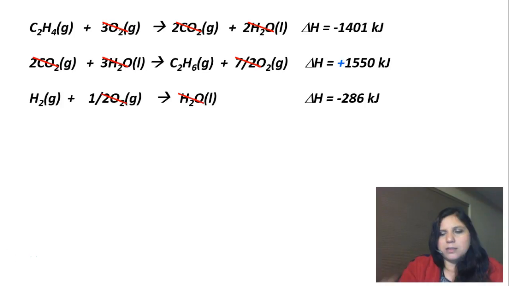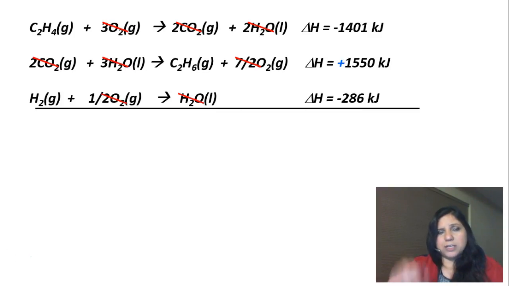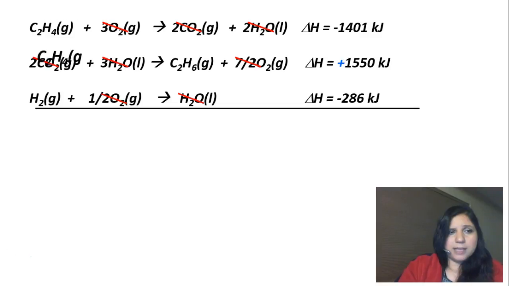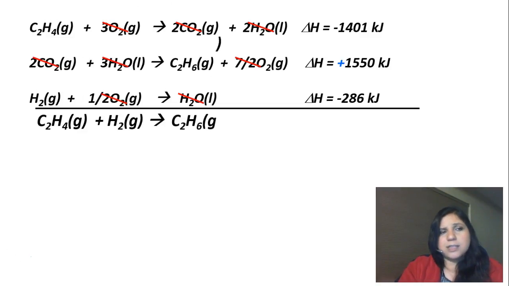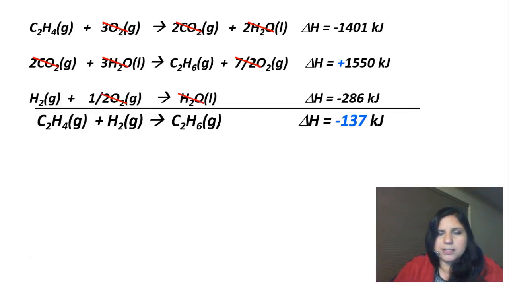Okay. Then you're going to write the overall equation. The overall equation is everything that's left over that has not been canceled. So you're just going to make sure that they stay on the correct side. So C2H4 stays on the reactant side, H2 stays on the reactant side, then we draw our arrow. The only thing on the product side is C2H6, and then delta H is negative 137 kilojoules.